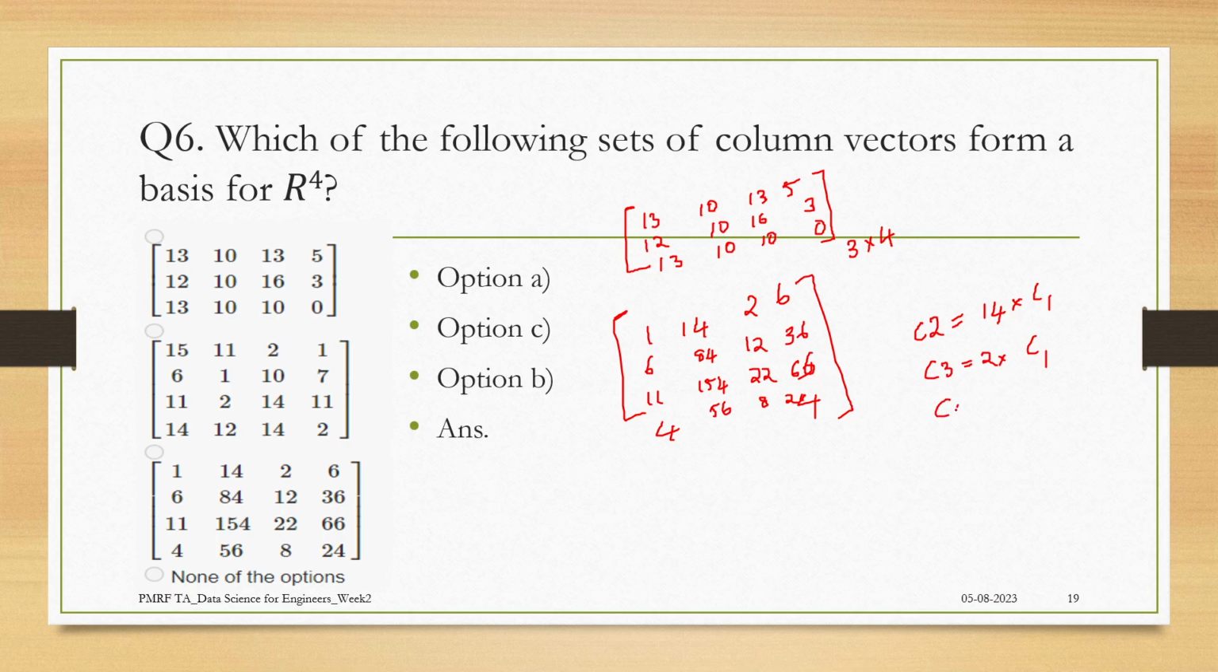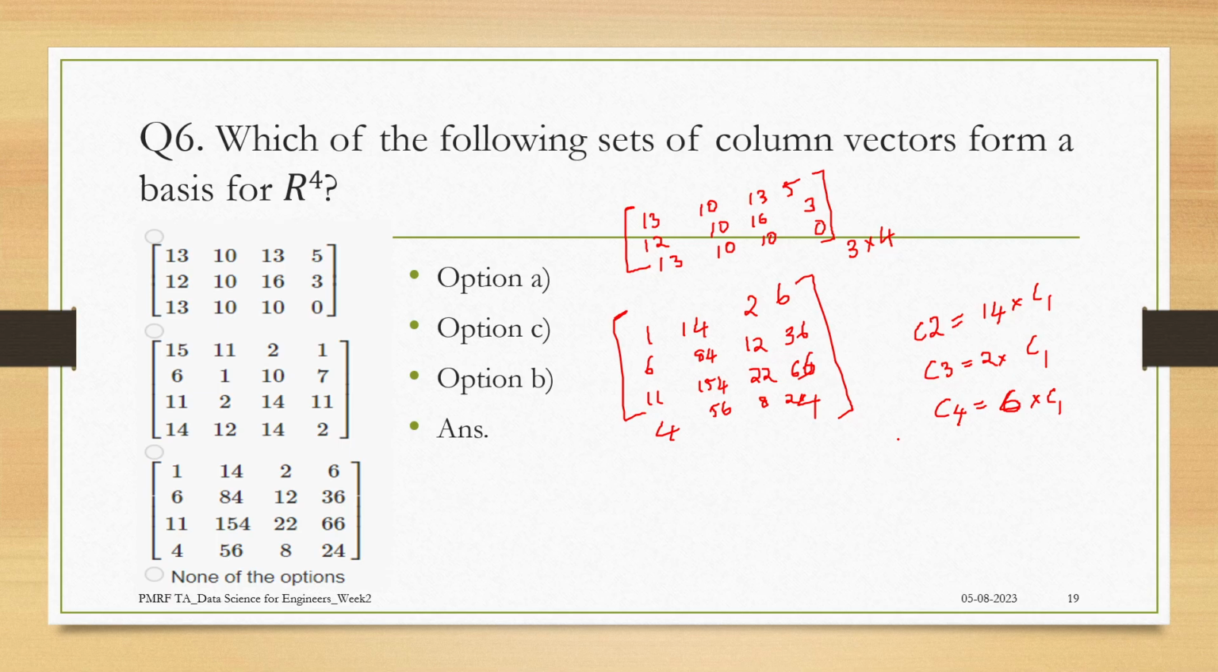And what about column 4? Column 4 will be 6 into 1 is 6, 6 sixes are 36, 11 into 6 is 66, and 4 into 6 is 24, so it is 6 into C1. So only one column is linearly independent, so its rank is coming as 1. Column 4 equals column 3 into 5. So these relations are there. Anyway, it won't form a basis for R4.